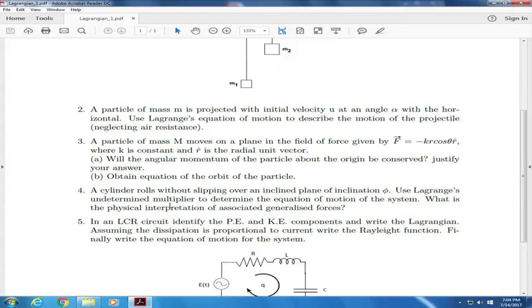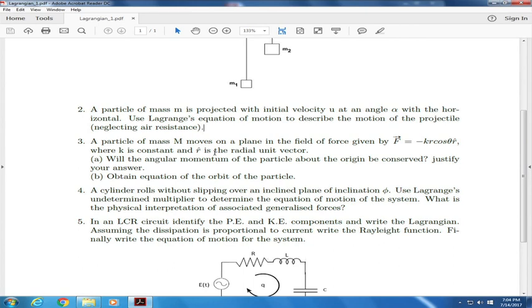Third problem is a particle of mass m moves on a plane in the field of force given by F is equal to minus k r cos theta r cap, where k is a constant and r cap is the radial unit vector. Will the angular momentum of the particle about the origin be conserved? Justify your answer, and then we have to obtain the equation of orbit for this particle.